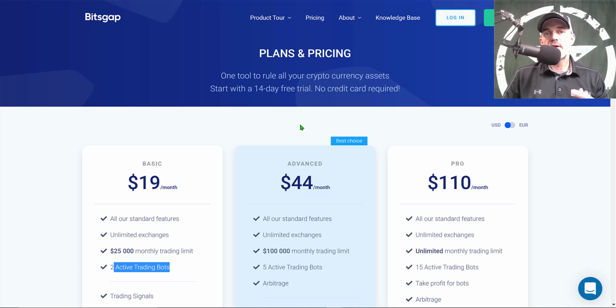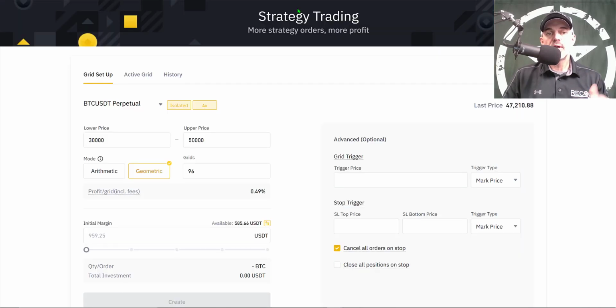Let's get into the configuration. Now I'm going to jump over to Binance real quick, and you can see that they need a lower and an upper price level. They want you to determine how many grids you use, and the number of grids you choose will dictate the amount of profit. So if I change this number lower, the more profit I get because there's more spacing between the grids.